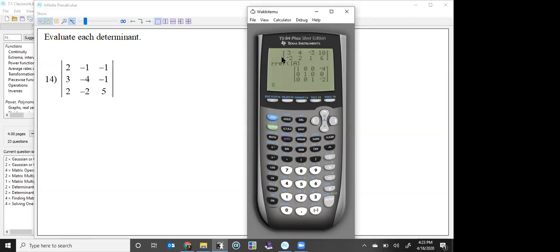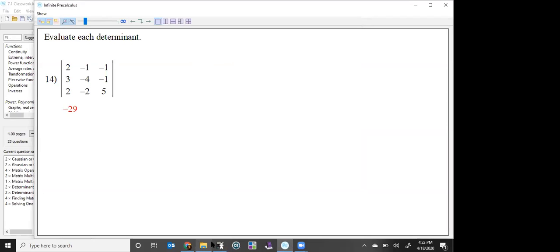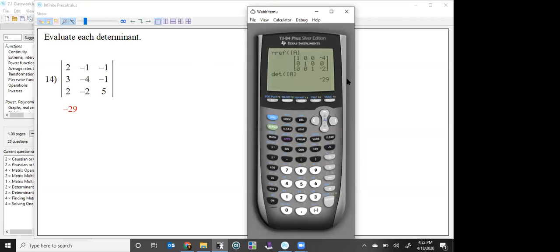Second quit. Every time I type in a matrix, I always hit second quit. Then second matrix. Go over to math, and the very first thing on the list says DET for determinant. So hit enter, and say second matrix. I want to find the determinant of A. So it says the determinant of A is negative 29. If I come over here, the determinant is negative 29.